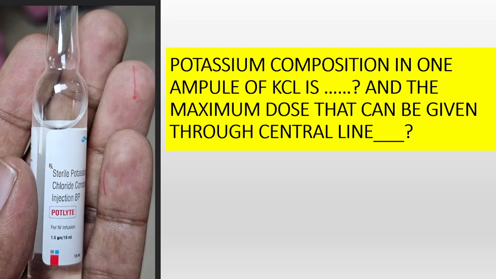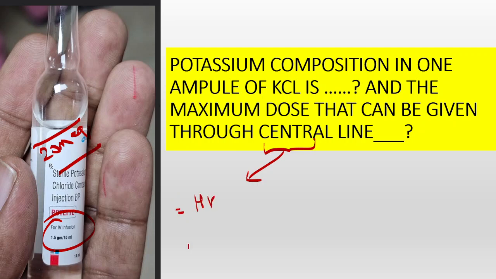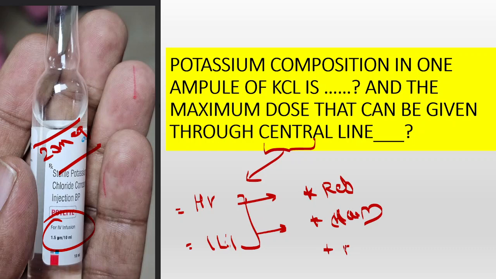Potassium composition in 1 ampule of KCl: in the ward rounds, just turn this ampule and you will come to know the answer. The answer is 20 milliequivalent. Maximum dose that can be given through a central line: in the text, you might find varied answers. Here, what you have to take into consideration is how much can be given per hour and how much can be given per liter. Why are these two parameters important? Because it might lead to rebound hyperkalemia and cardiac arrhythmias. In the peripheral line, it can cause thrombophlebitis, whereas we are giving it in the central line.